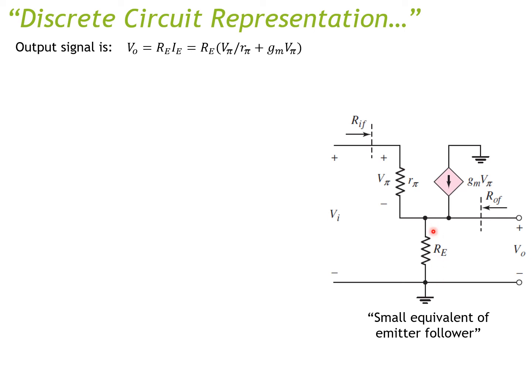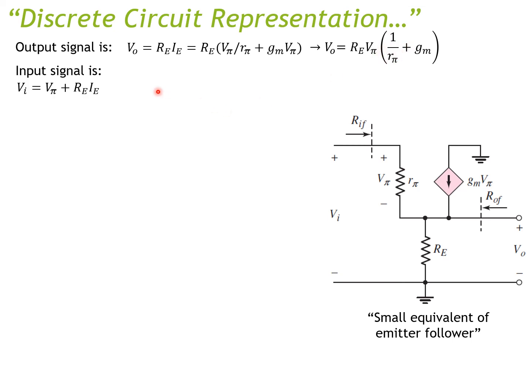It's going to be equal to two different currents coming in. The first current is the current going through the resistor R pi, look at my pointer here, and that is going to be equal to V pi over R pi. The second current is the dependent current source GM V pi. Now you can do some manipulation to factor out V pi. Then you can have the output equal to RE multiplied by V pi multiplied by 1 over R pi plus GM.